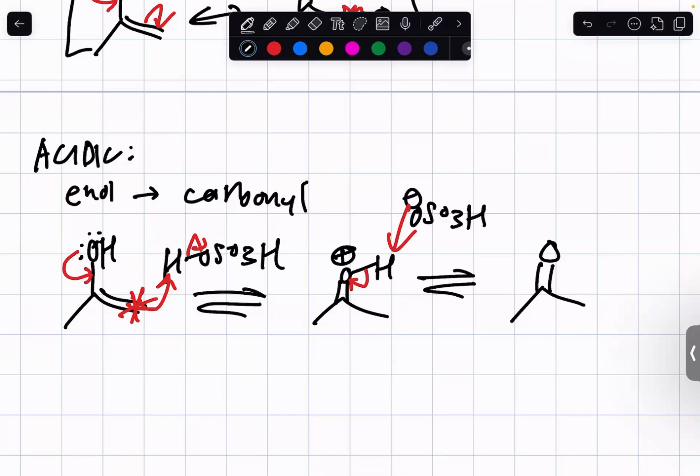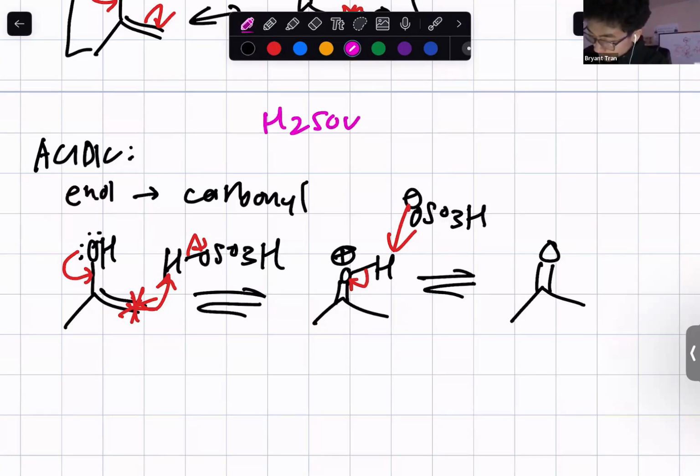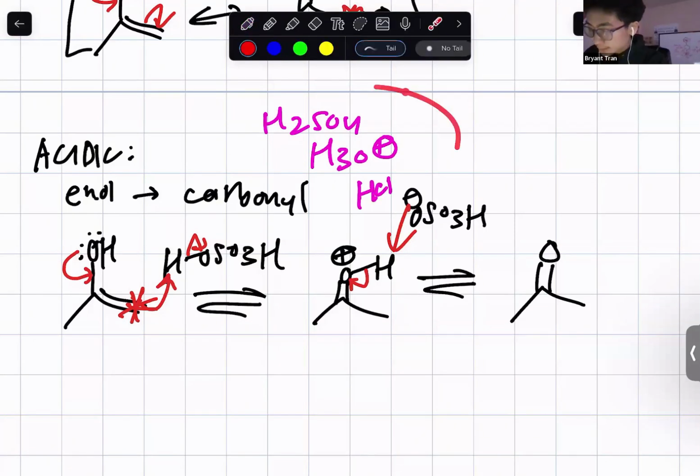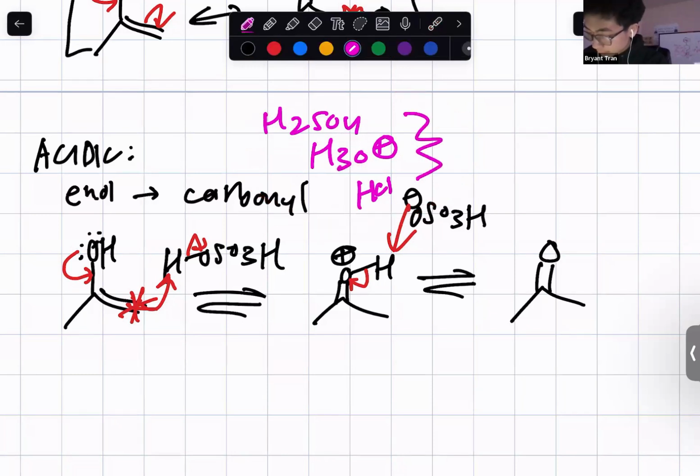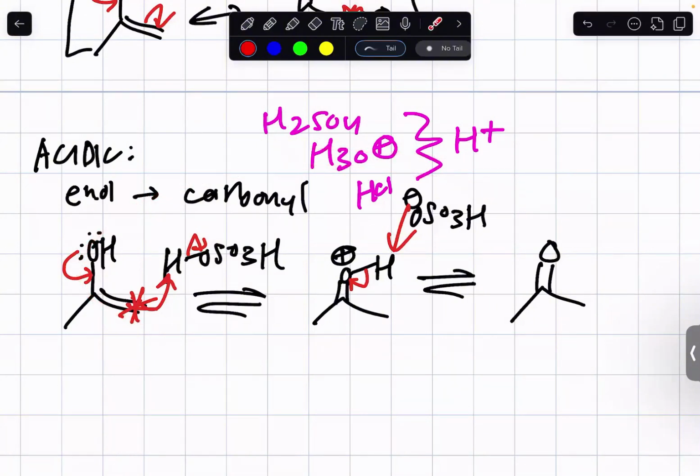What reagents do we see this happening with? Just anything that's strongly acidic? Yeah, anything that's strongly acidic, which could be H2SO4, H3O+, HCl, any of these non-nucleophilic acids that represent a proton source, H+, is gonna do this mechanism. Right. Thank you. What's the name of this mechanism again? The name of this mechanism is tautomerization.